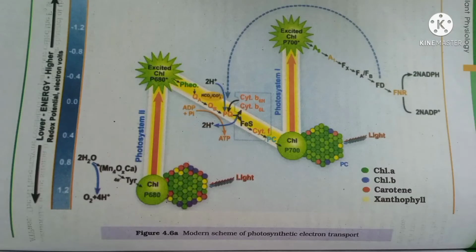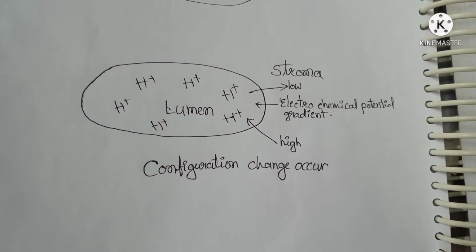Photolysis of water also requires minerals such as manganese, chlorine, calcium. Hence, NADP removes the protons from the stroma during electron transport, as protons are released into the lumen of the membrane. Thus, the number of protons is decreased in the stroma and increased in the lumen. This creates the proton gradient across the thylakoid membranes.